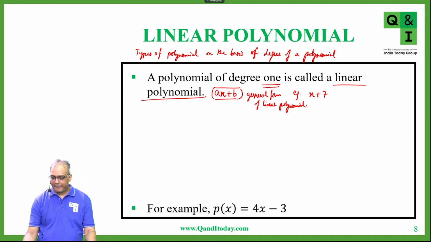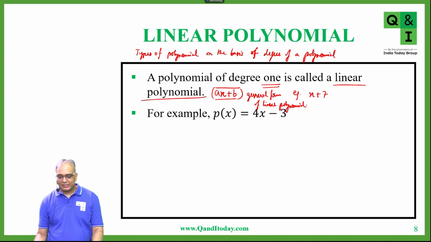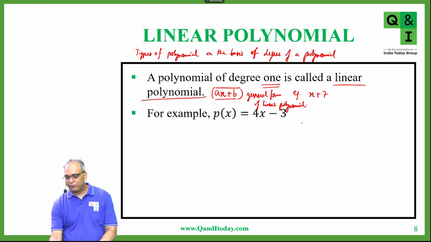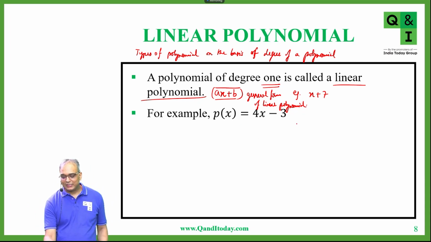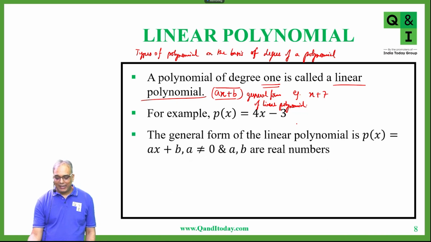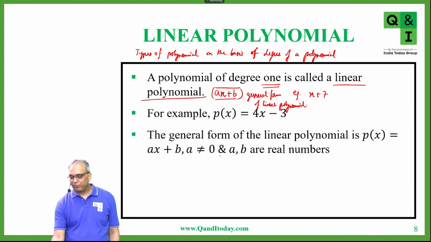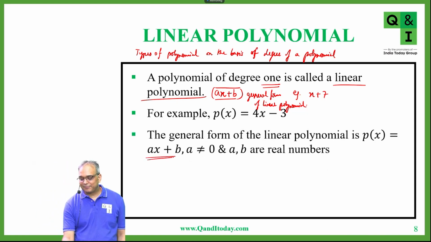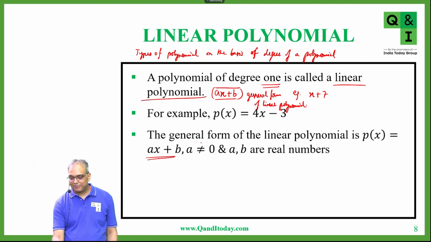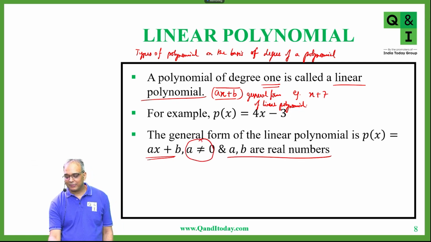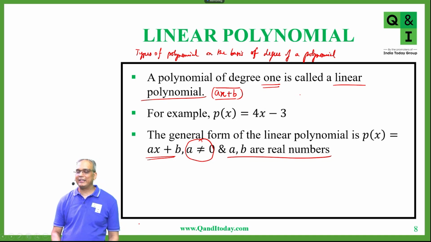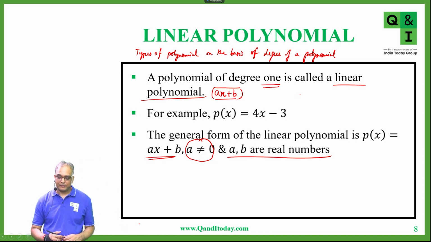An example is p(x) equal to 4x minus 3. And the general form of a linear polynomial is ax plus b. p(x) is equal to ax plus b, where a is not equal to 0 and a and b are real numbers. Why is a not equal to 0? Can someone tell me why this statement is written that a is not equal to 0?